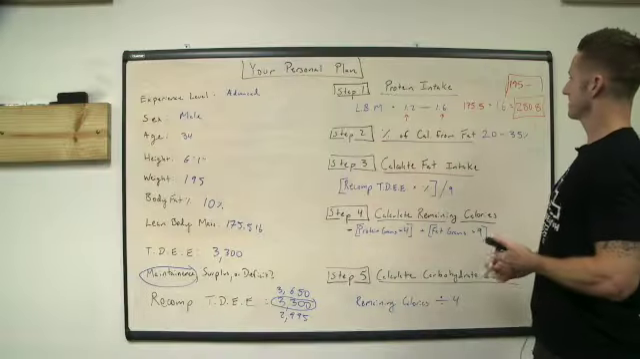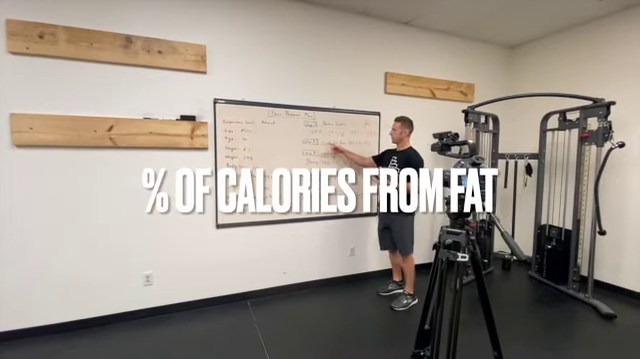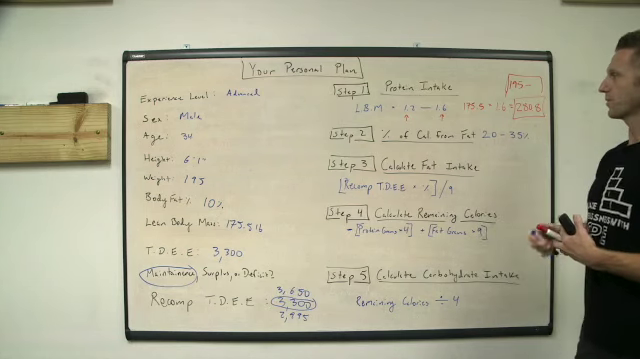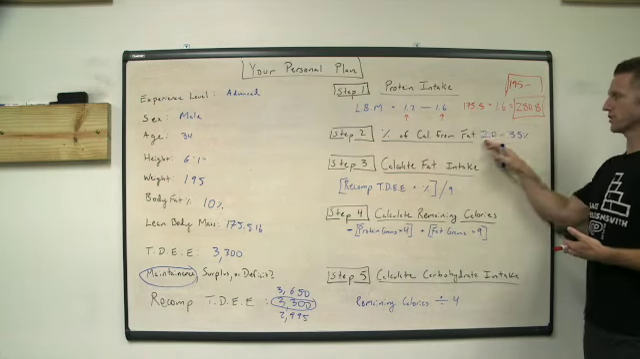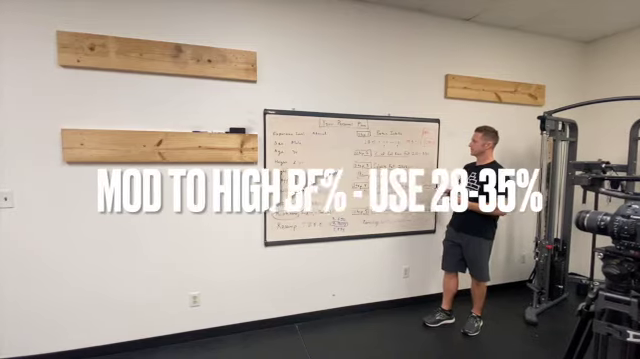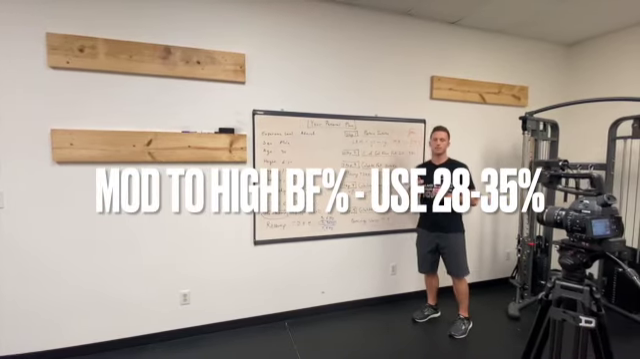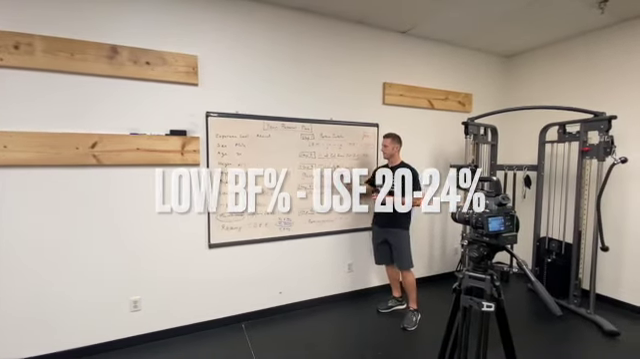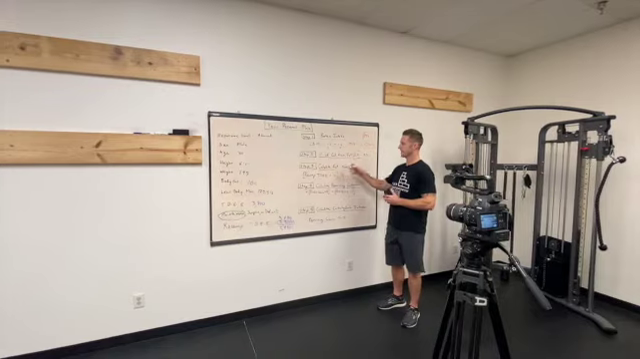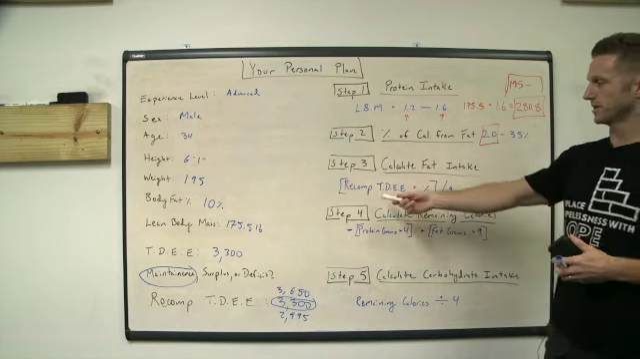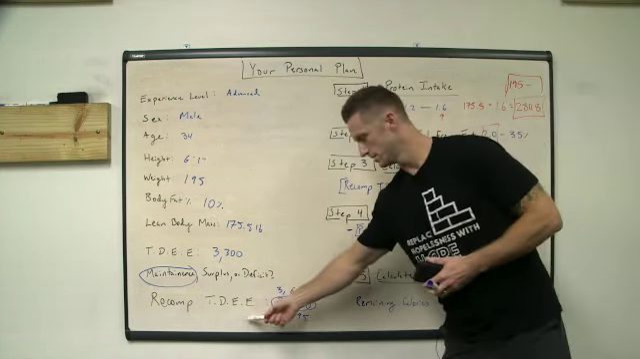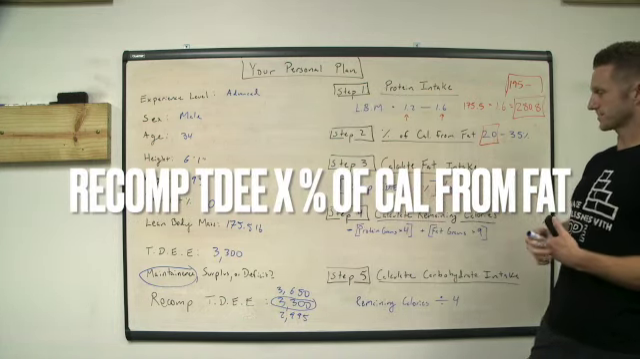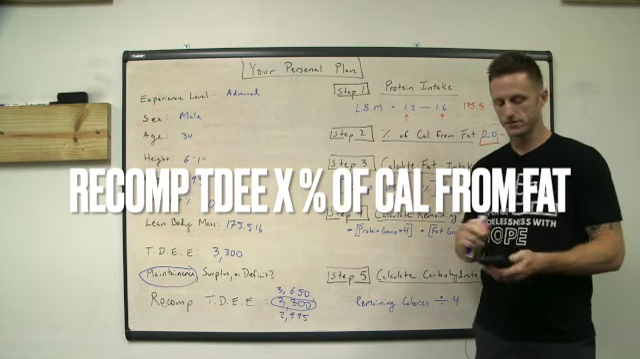The next step is we want to figure out what percentage of our calories should come from fat. Now, what we're going to do is use another range here. So what I need to do is determine what percentage of my calories are going to be from fat. I'm going to go with 20% on the low end. Now, step 3 is calculate my fat intake. So the formula here is using my recomp total daily energy expenditure, multiplying by 20%, and then dividing that by 9. So let me do that.